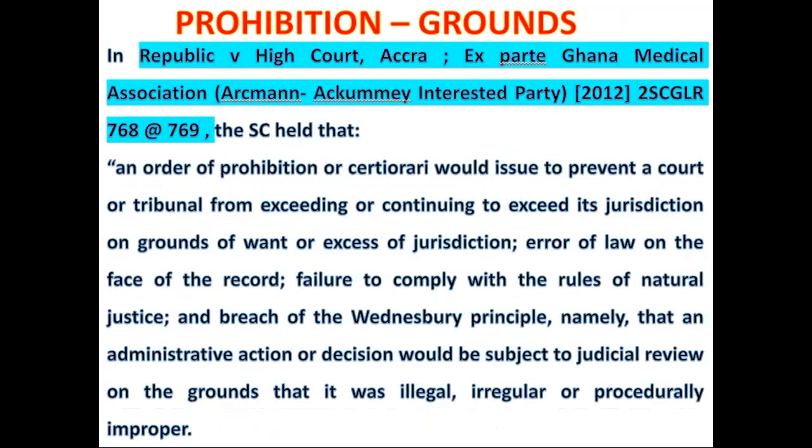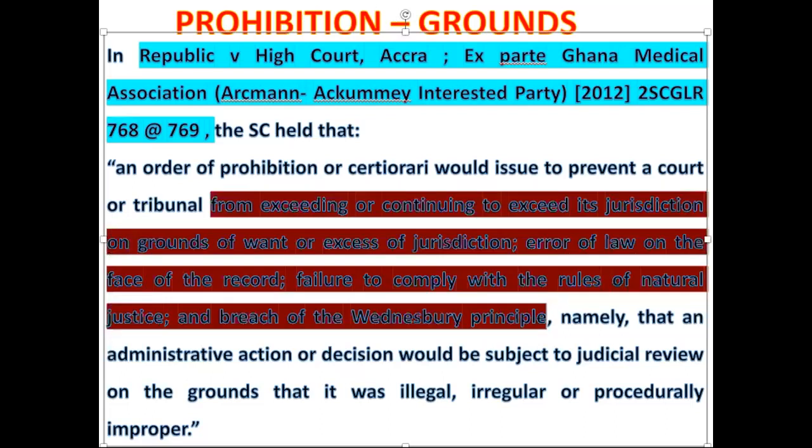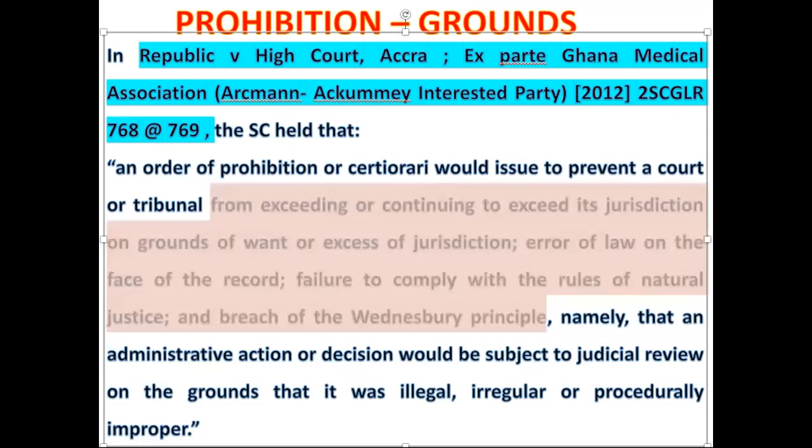And this is what the Supreme Court said, and I quote, "An order of prohibition or certiorari would issue to prevent a court or tribunal from exceeding or continuing to exceed its jurisdiction on grounds of want or excess of jurisdiction, error of law on the face of the record, failure to comply with the rules of natural justice, and the breach of the Wednesbury principle, namely that an administrative action or decision would be subject to judicial review on the grounds that it was illegal, irregular, or procedurally improper. And the difference between certiorari and prohibition was only that whereas certiorari would look to remedy past errors, prohibition would look to the future to prevent what was to be done from being done."